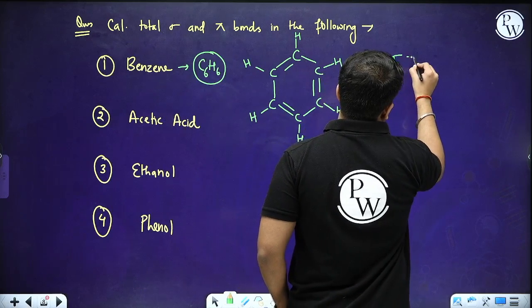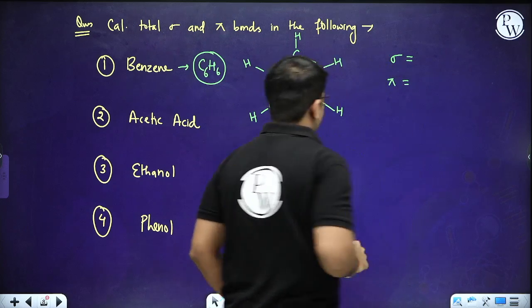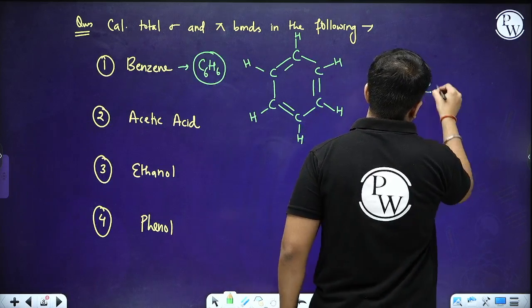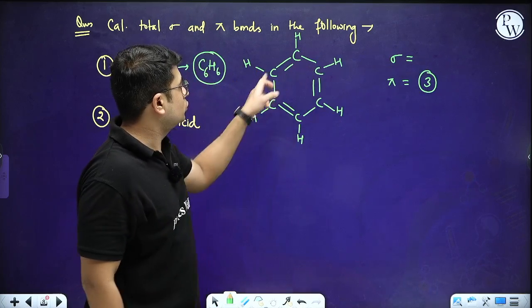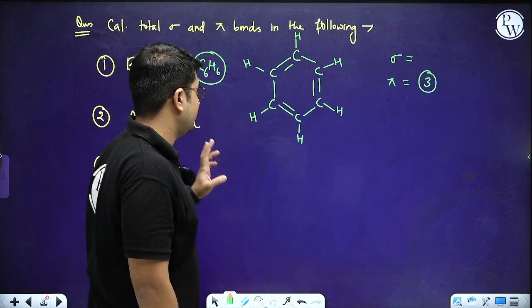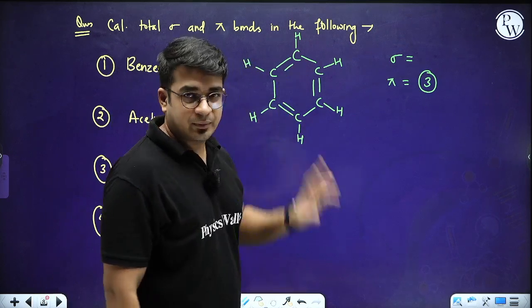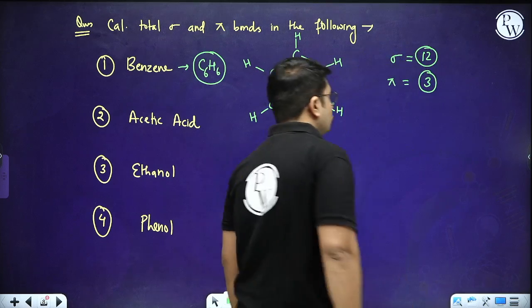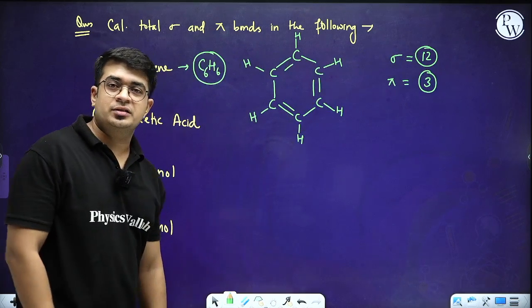Now if I talk about the sigma as well as pi bonds, I can see total 3 pi bonds are there. Now if I calculate 1, 2, 3, 4, 5, 6, 6 sigma bonds are already present between carbon carbon and 6 with carbon hydrogen. So total are 12 in this particular case. I hope this part is clear.